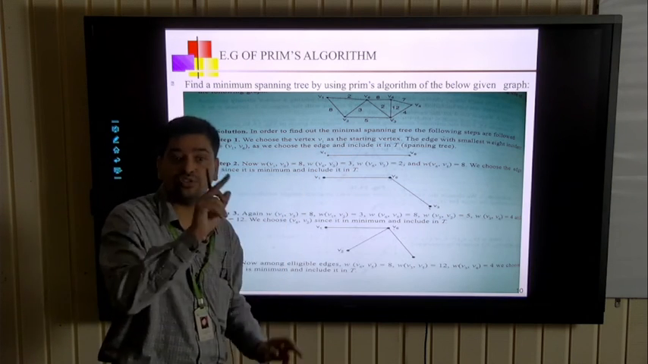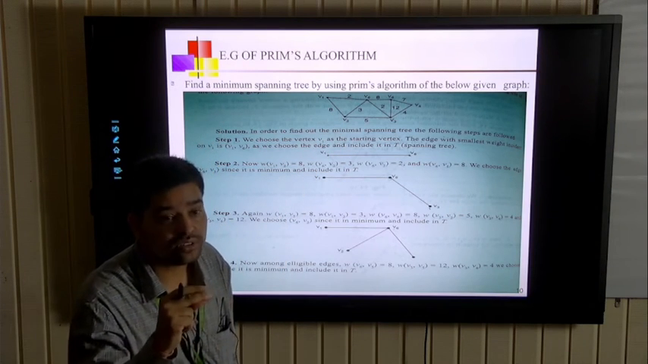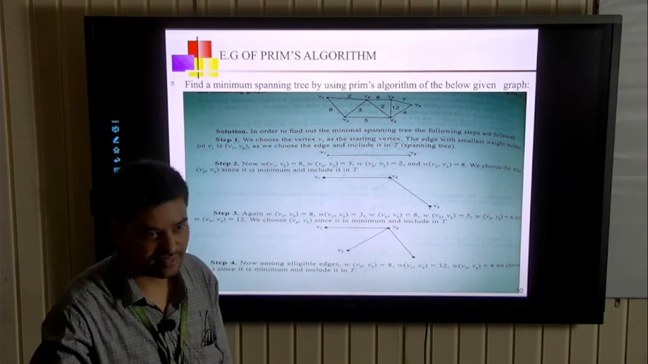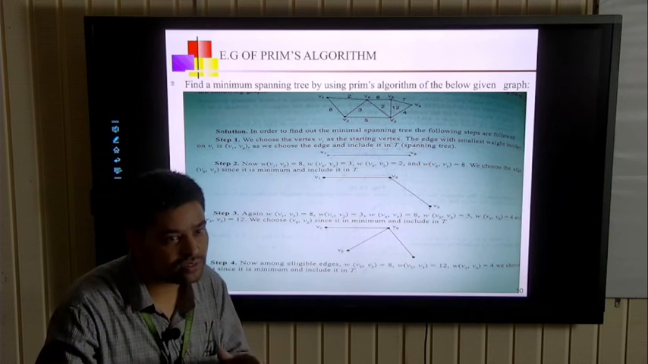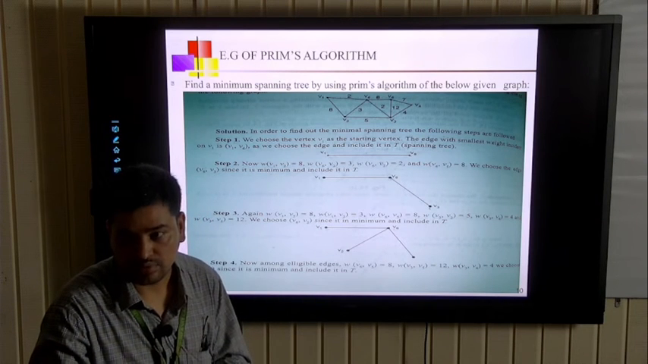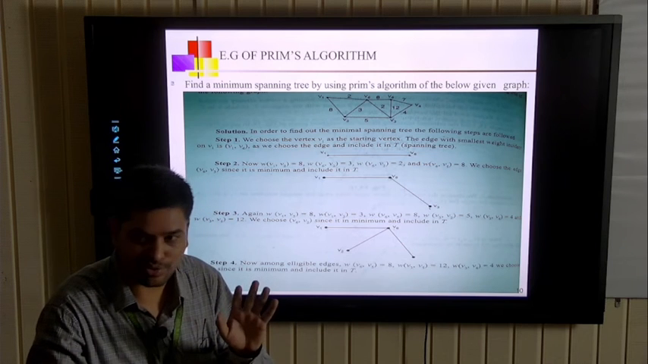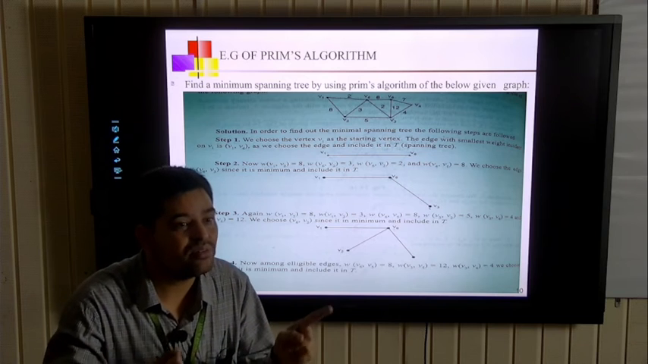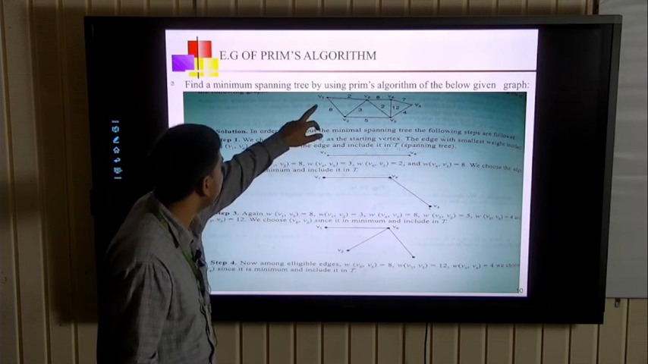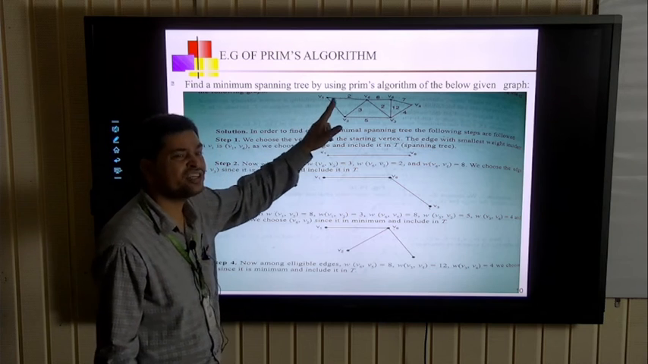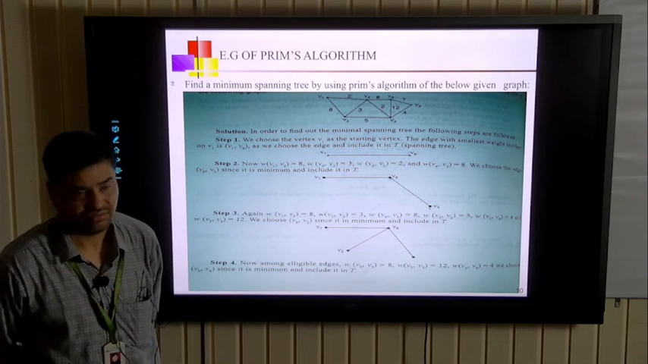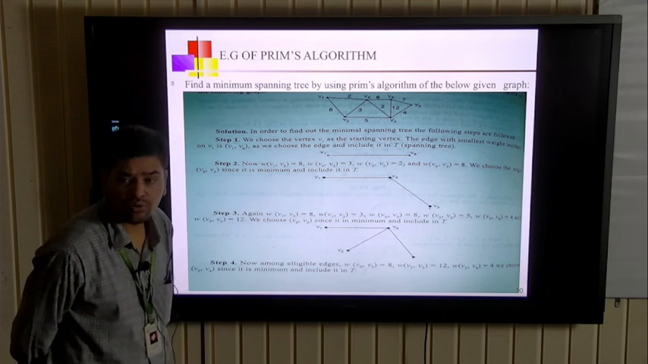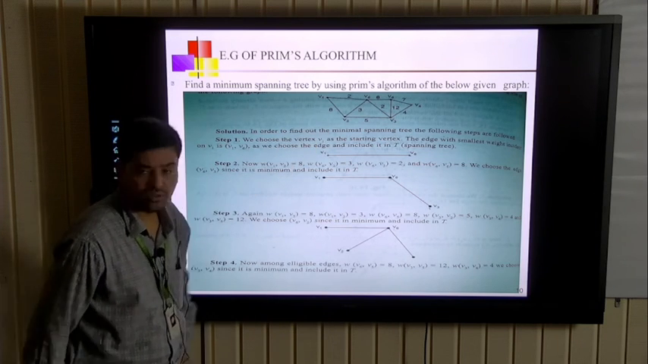In the Kruskal method, you choose an edge. Here you choose a node. Which node? Any one node. It is not compulsory to be V1. Any node. But in the previous method you select the minimum cost edge. Now you select node V1. Okay. How many edges are connected to V1? 2. Which ones? V1 to V6 and V1 to V2.